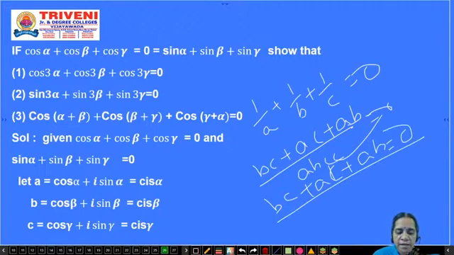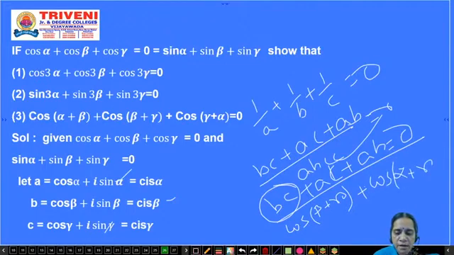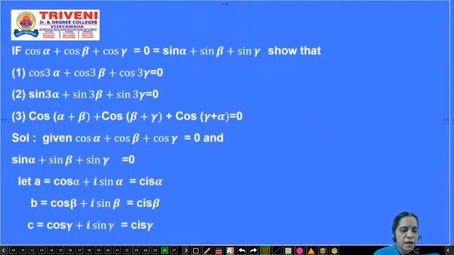That is, in place of B we have to write cos beta plus i sin beta, and in place of C we have to write cos gamma plus i sin gamma, and in place of A we have to write cos alpha plus i sin alpha. Multiplying BC we get cos of beta plus gamma, and multiplying AC we get cos of alpha plus gamma, and AB means cos of alpha plus beta. We have to take the right hand side. The real part is cos alpha plus beta plus cos beta plus gamma plus cos gamma plus alpha is equal to 0.